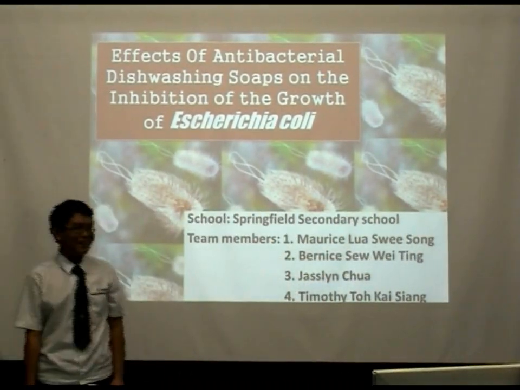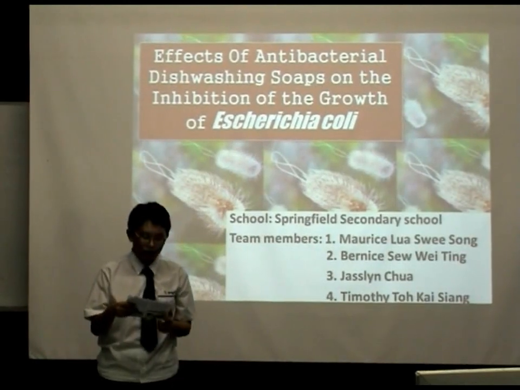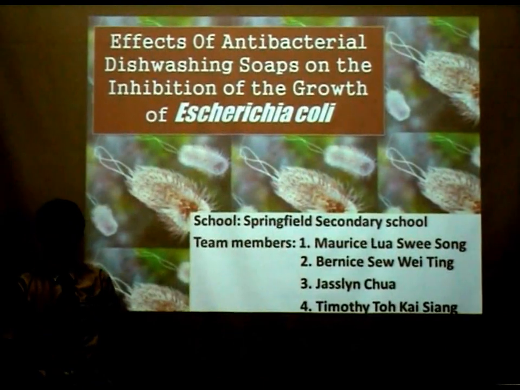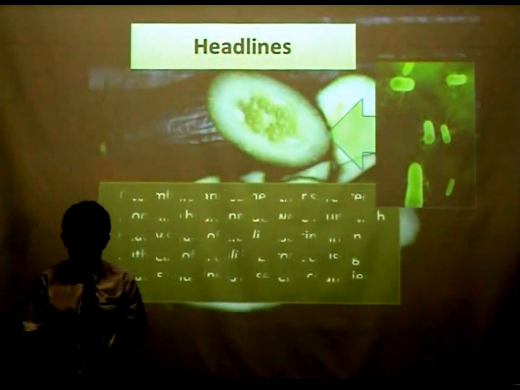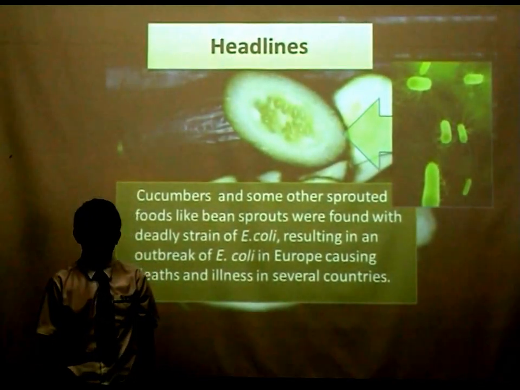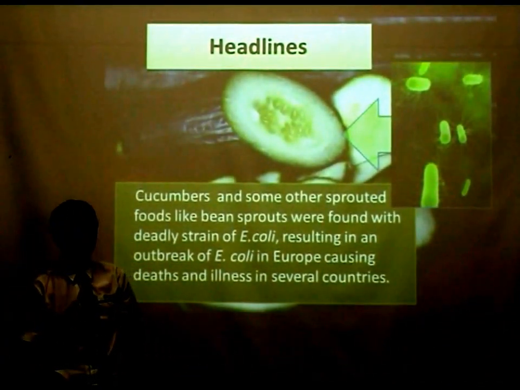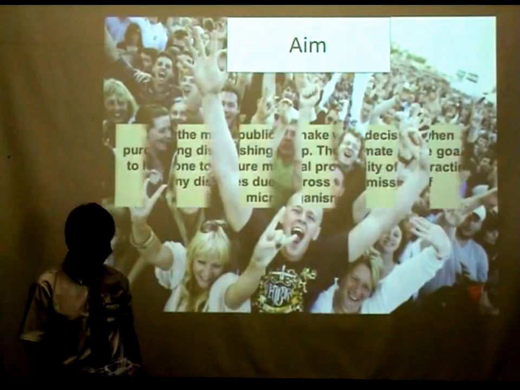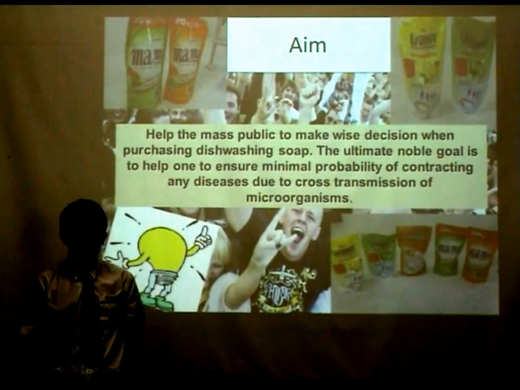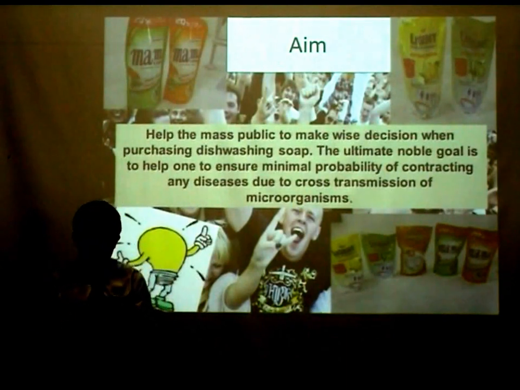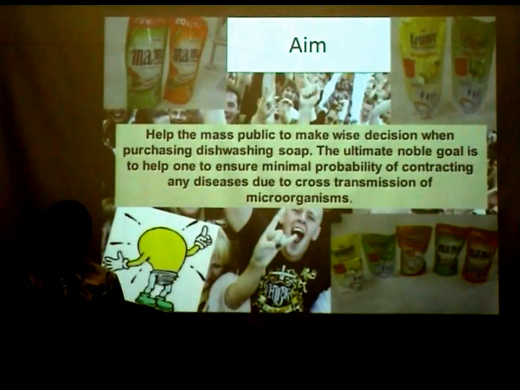Today we are going to present our experiment about the effects of antibacterial dishwashing soaps on the inhibition of growth of Escherichia coli. Cucumbers and other sprouted foods like bean sprouts were found with the deadly strain of E. coli, resulting in numerous deaths and illnesses in several countries. The aim is to help the mass public to make the wise decision when purchasing dishwashing soap. The ultimate noble goal is to help ensure minimal probability of cross-transmission of microorganisms.